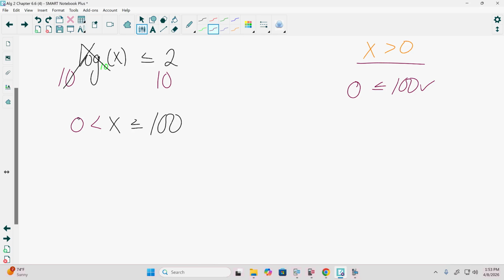We have to remove 0 and all of our negative numbers from the solution set, telling us that the only values of x that work for this here are 0 is less than x is less than or equal to 100. Those are the only values of x that work for this here. Questions on this here? We good with this here? We ready for the next one?